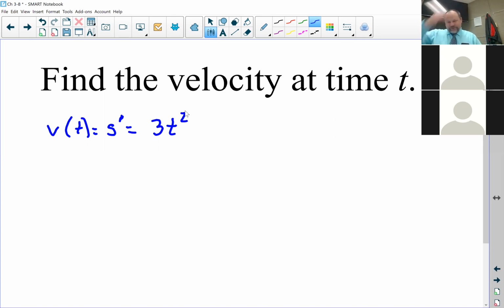All right, and then the derivative of minus 6t squared. 12t. Yep. And the derivative of 9t. 9. There we go. That's the velocity at any time t.